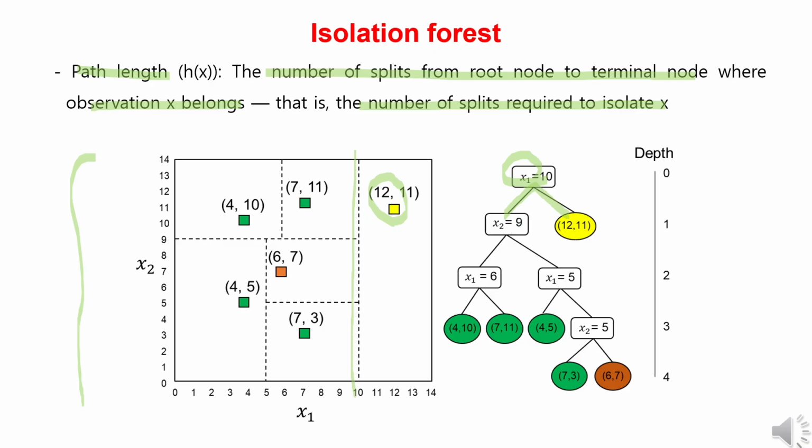On the other hand, the brown point at coordinates (6, 7) is clustered close to the green points. Isolating this point requires 4 splits, more than the yellow point. This illustrates that the shorter the path length, the higher the likelihood that a data point is an outlier. In conclusion, since the yellow point is isolated with very few splits, the isolation forest identifies it as an outlier.